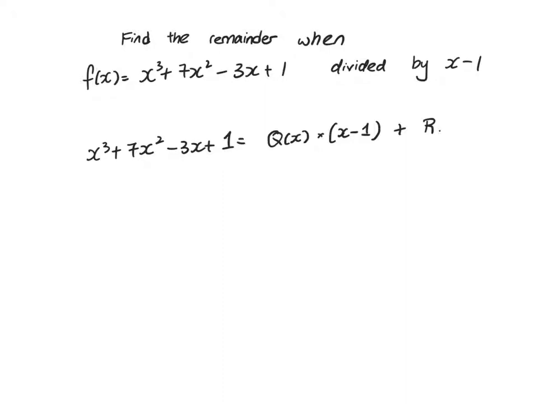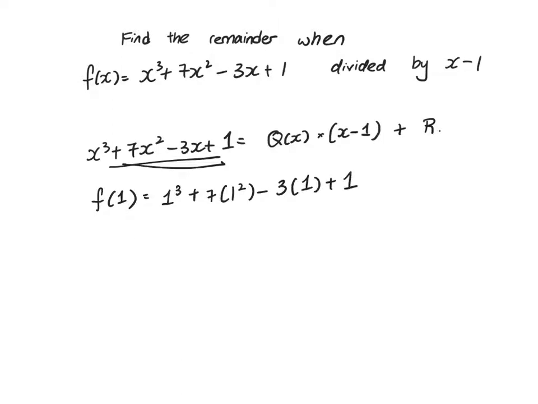Now, the divisor is linear, meaning that the remainder will be a constant term, which is why I'll just put it as r. To find the remainder, all I need to do is sub x as 1, as per the remainder theorem, into my f(x). So I have 1 cubed plus 7 of 1 squared minus 3 bracket 1 plus 1. This gives 1 plus 7, 8, minus 3, 5, plus 1, 6. So the remainder is equal to 6.